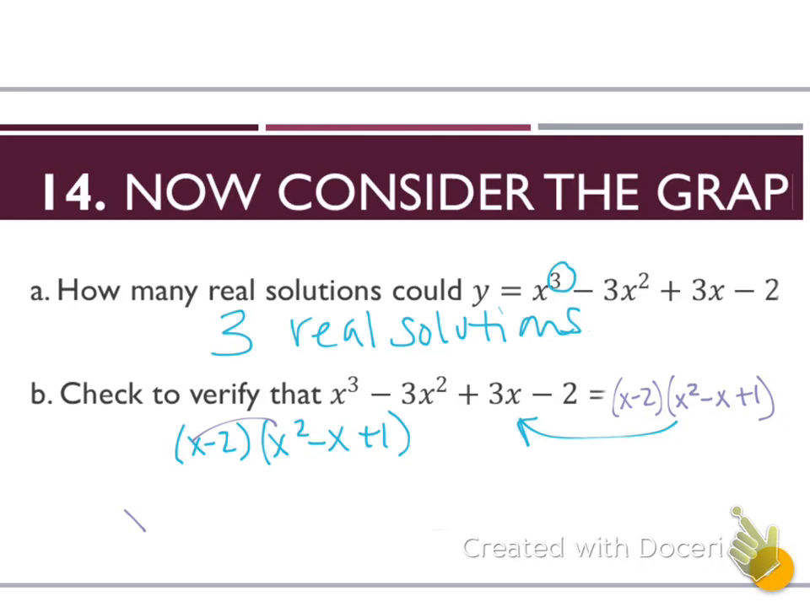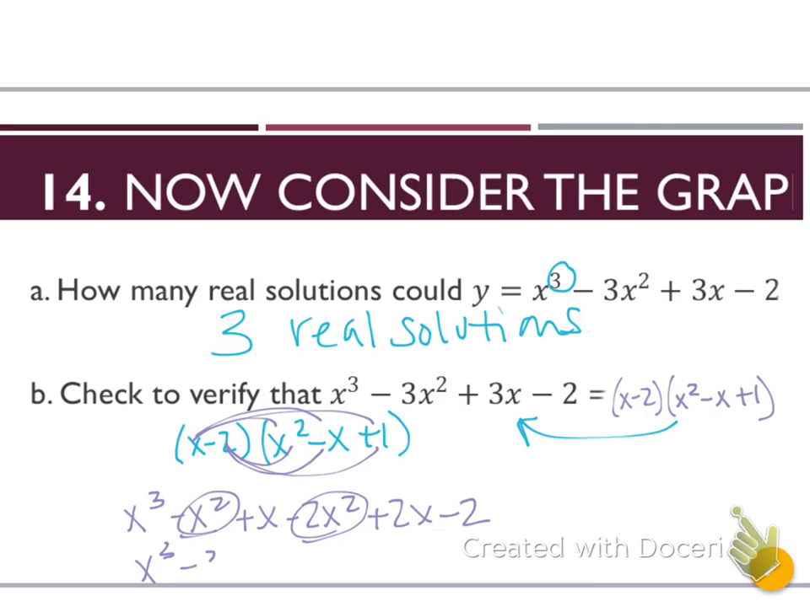So x times x is x cubed, x times negative x is negative x squared, x times 1 is x, negative 2 times x squared is negative 2x squared, negative 2 times negative x is 2x, negative 2 times 1 is negative 2. So I get x cubed minus 3x squared plus 3x minus 2. Okay, so that was a good factor.